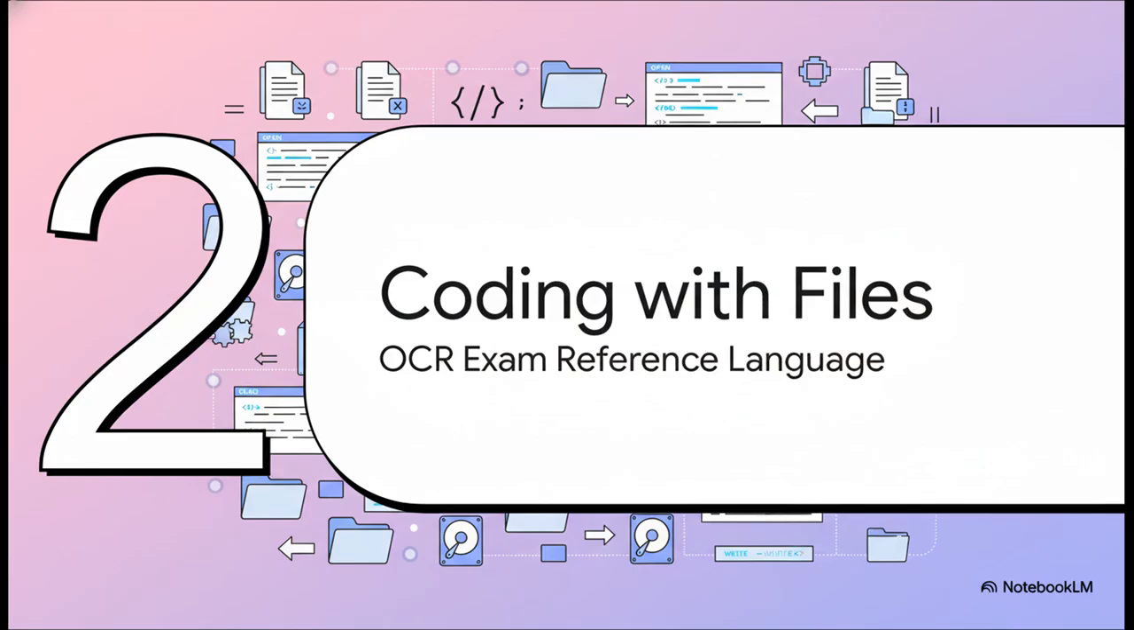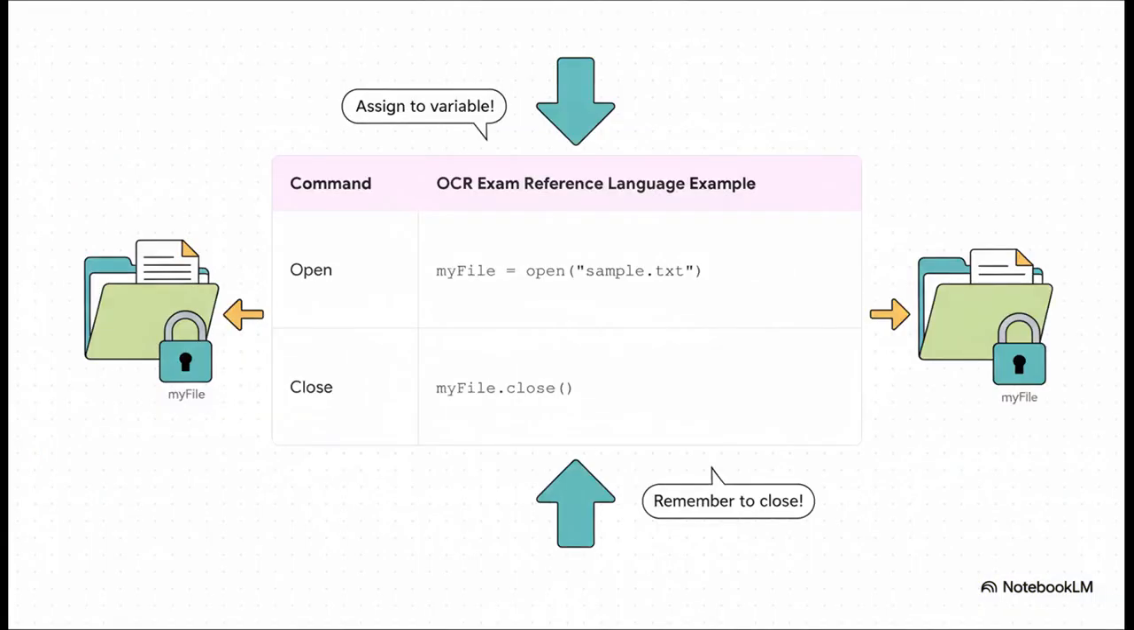Right, that's the theory covered, but what does this actually look like in code? Let's get into the OCR exam reference language, because this is exactly the format you'll see in your exam paper. So you're going to want to pay close attention to the syntax here. The good news is, it's actually really straightforward. To open a file, you just use the open command, with the file's name in quotes. The really crucial bit is that you assign this to a variable. Here, we've called it myfile. That variable is now like your handle for the file. Then, to close it, you just use that same variable name and stick .close on the end.